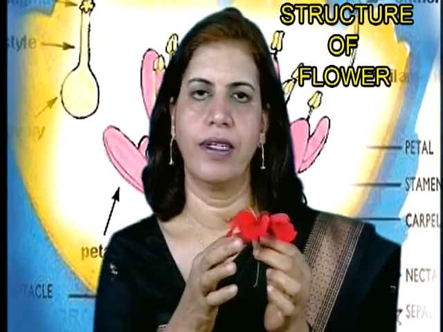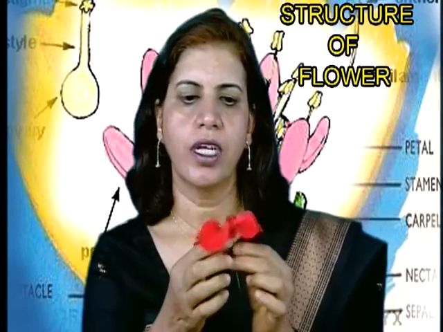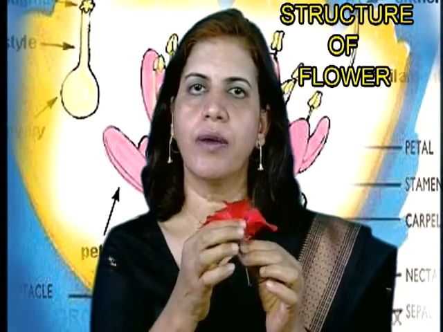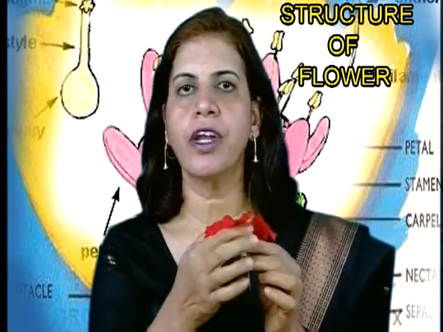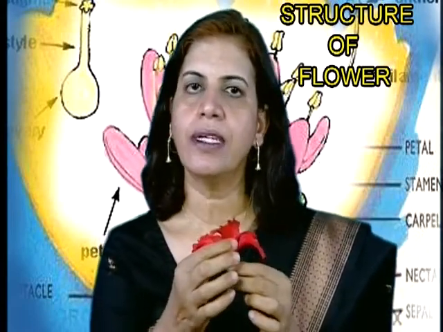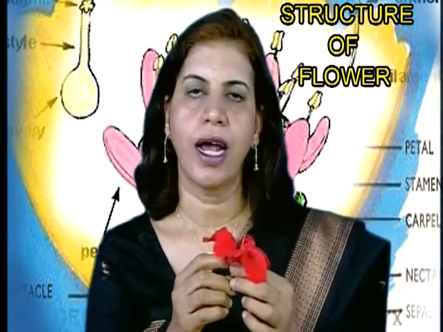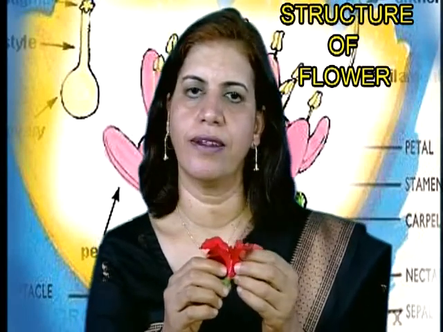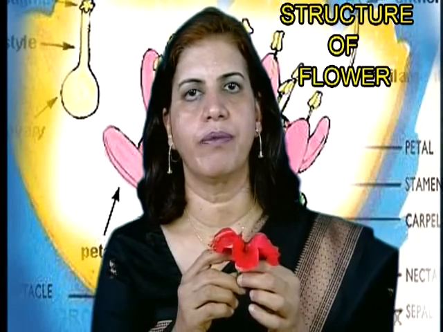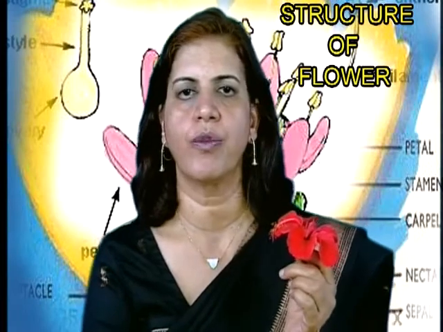Next, the second organ is the corolla. These colored structures arise inner to the sepals. They are known as petals. Collectively, we call them corolla. Petals are generally brightly colored and sometimes they produce fragrance. The fragrance and bright color help to attract insects which help in the process of pollination.